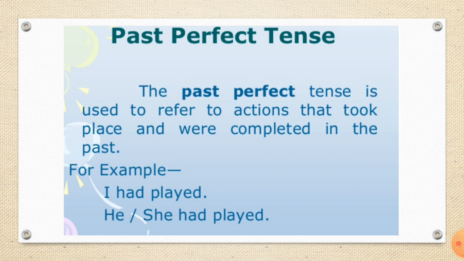Now, past perfect tense. The past perfect tense is used to refer to actions that took place and were completed in the past, and the first completed action of any two completed actions. For example, I had known about England before I went there. I had played. She had played.